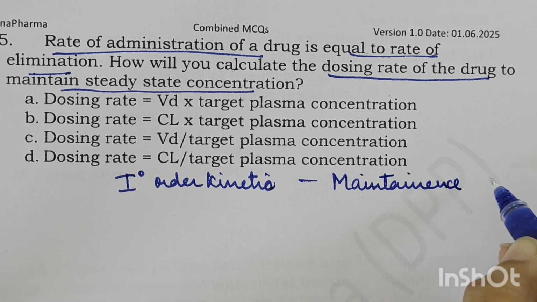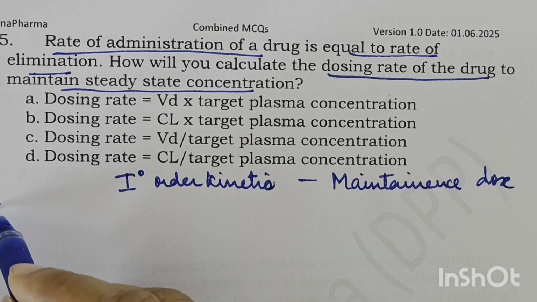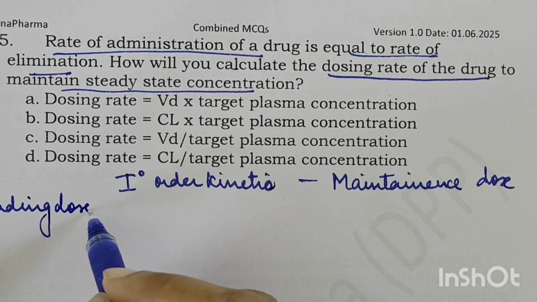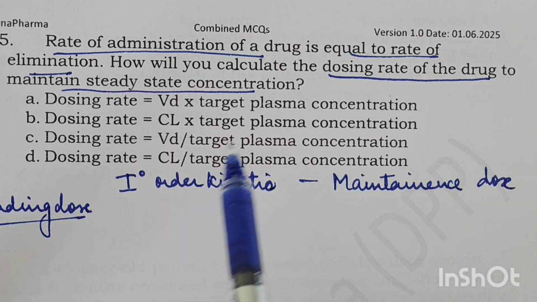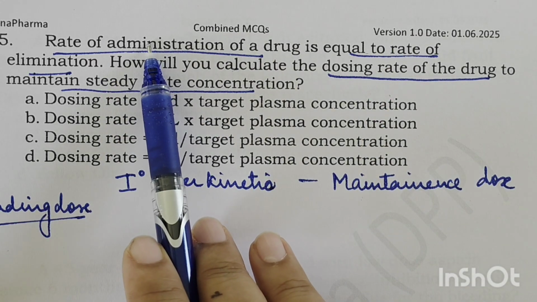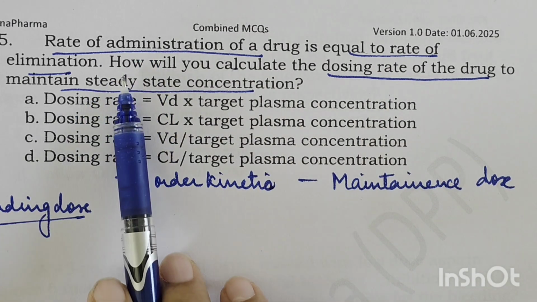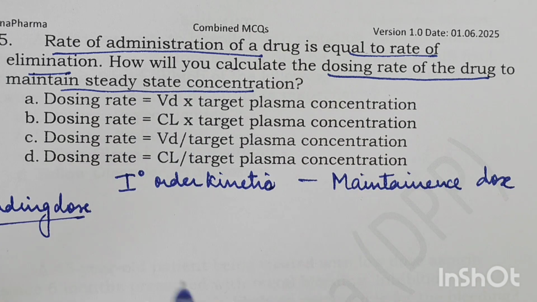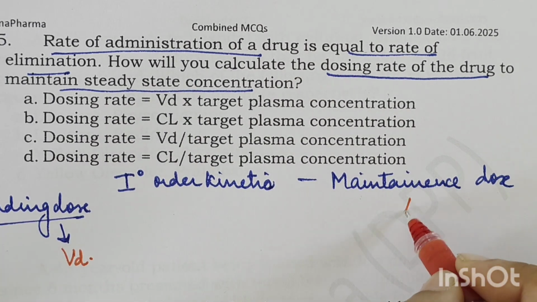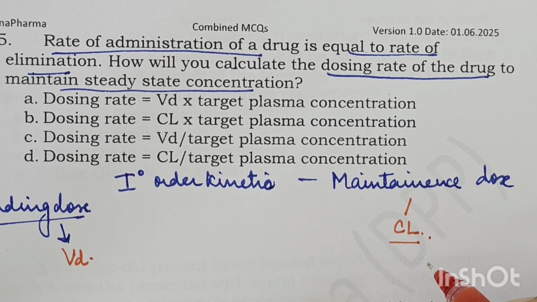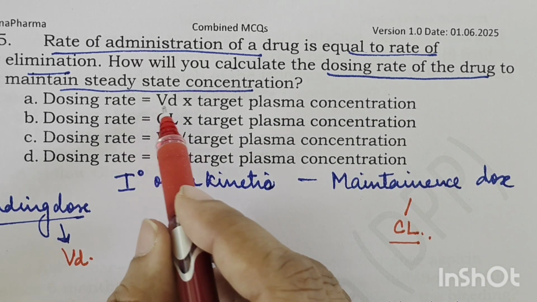So यहाँ पे आपने पढ़ा होगा, we have 2 types of doses, loading dose and maintenance dose. So यहाँ पे आपको बस trick है ये निकालना कि वो कौन सी dose पूछना चाहते हैं. They want to ask you the maintenance dose because they are saying that rate of elimination is equal to rate of administration. So to maintain the steady state plasma concentration, you just need to give a maintenance dose. Now I'll tell you, loading dose depends upon the volume of distribution, while maintenance dose depends upon the clearance. So the correct answer here is dosing rate is VD and VD.